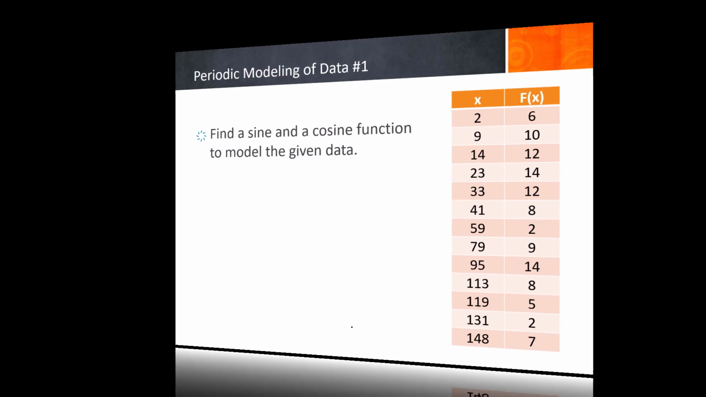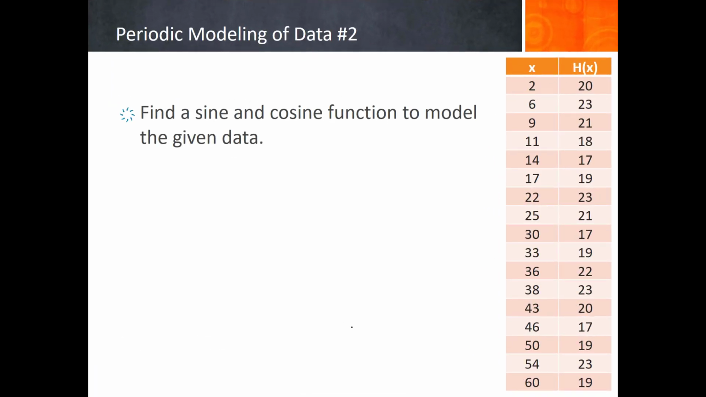Okay. All right, let's look at another example. So again, same thing, just different values. So we want to find the sine and cosine function. And our x column starts at 2 and works its way down to 60. And then our h values, or our y coordinates, start at 20. It goes up to 23, goes down to 17, back up to 23, down to 17, back up to 23, and it keeps doing that all the way down through the bottom of the table.